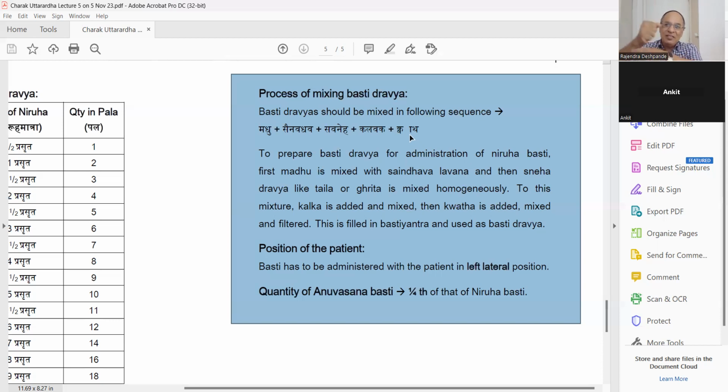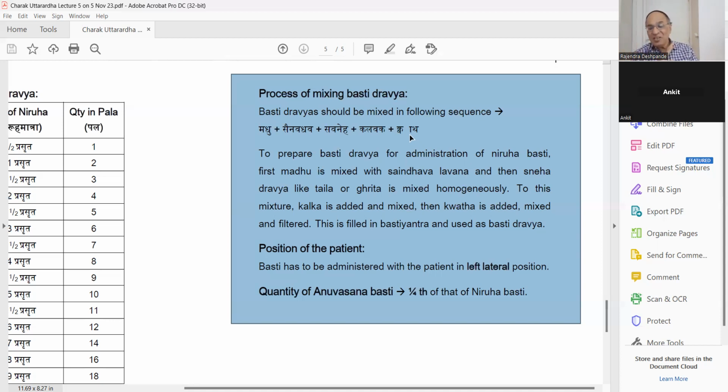So that's why I have taken first honey and sandal, then tila taila oil, honey, sandal oil, add paste, honey, sandal oil, paste, and lastly decoction. Then take a big spoon and mix it. I hope you have very much understood the action.